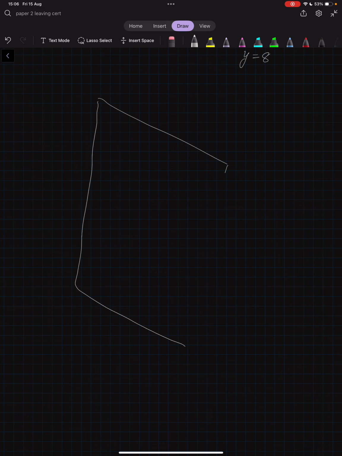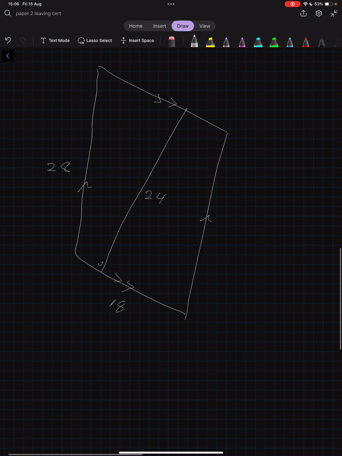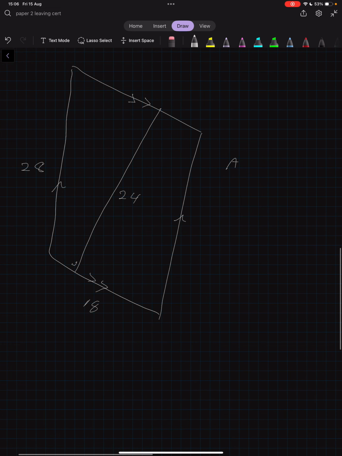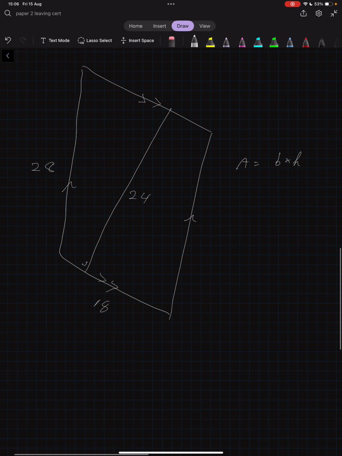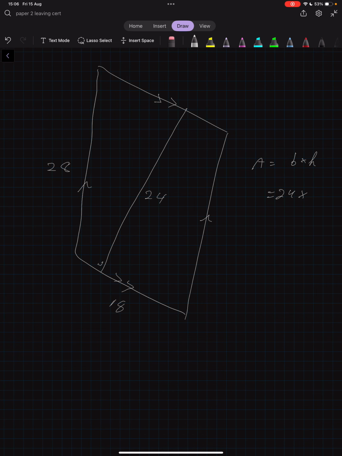But let's say we have a parallelogram like this. And I ask you to find the area. So here you're told that this is 18. Sorry, it's 24. Down here is 18. Down here is 28. And that's to find the area. So the area of a parallelogram is just the base times the perpendicular height. So in this case, the perpendicular height is obviously 24. Grand. But which is the base? Is it 28 or is it 4 or is it 18?